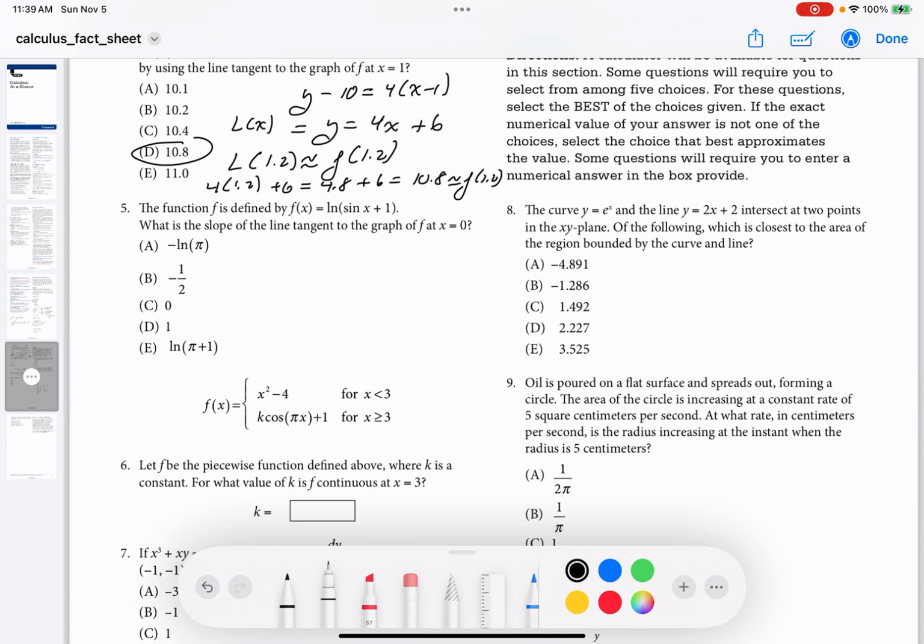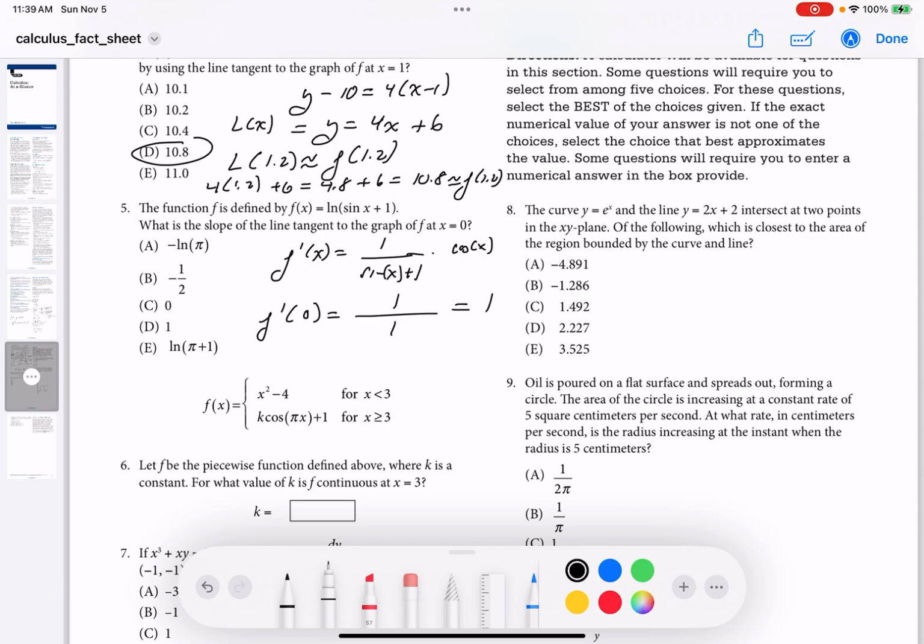And 5 says the function f is defined by this, and it asks what is the slope of the tangent line. Again, I think I could fit the work in over here. So it's going to be f prime. Well, that's going to be 1 over its argument, so 1 over sine x plus 1, times the derivative of the inside, which is cosine of x. They want to know f prime at 0. Let's plug this in. The cosine of 0 is 1, and the sine of 0 is 0, and 0 plus 1 is 1. So you're going to get 1.